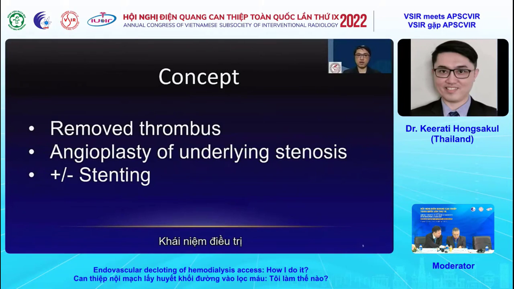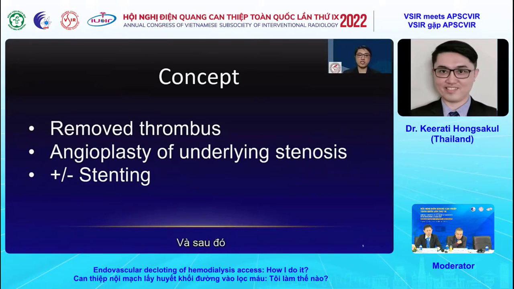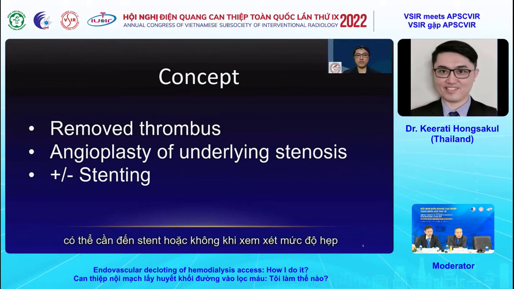The concept of treatment using the endovascular approach: the first step is to remove the thrombus. You should clear the thrombus from the access first, and then treat the underlying stenosis by using balloon angioplasty, and evaluate for the need for stenting at the underlying stenosis.